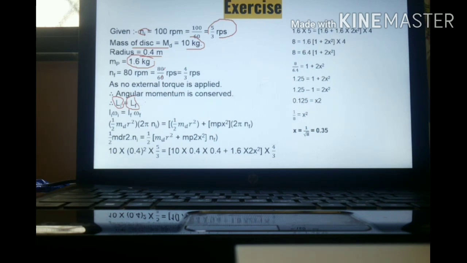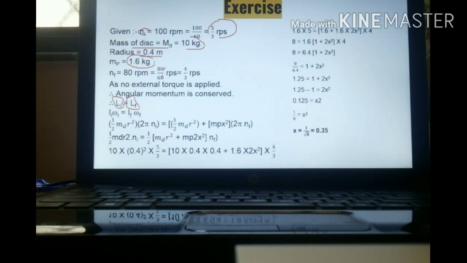Before the clay has fallen, L is equal to I omega, meaning moment of inertia initial into omega initial. Omega's value we do not know, so we will denote it as 2 pi n1, because we know the initial frequency as well as the final frequency. The moment of inertia of this disc is half m r square, so we take half m r square into 2 pi n1.